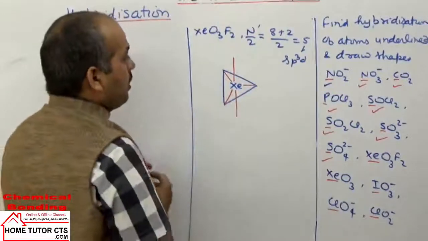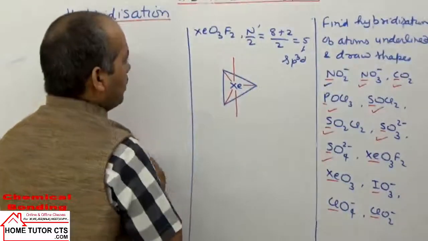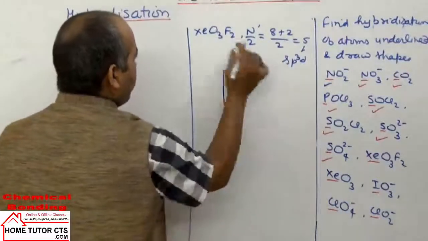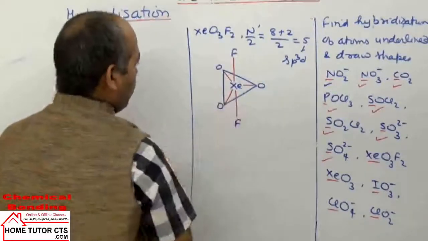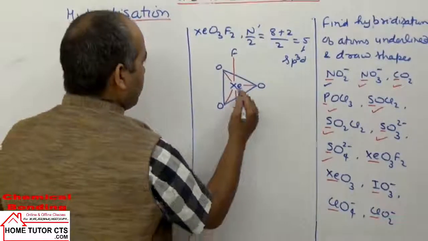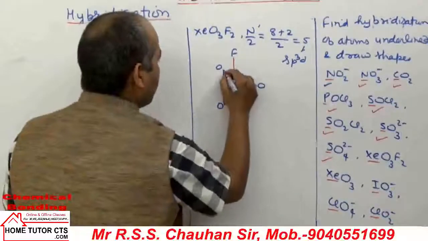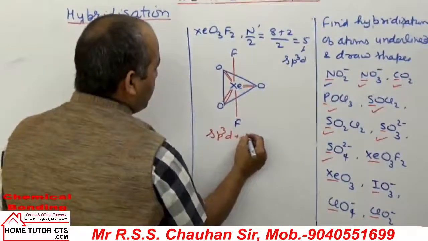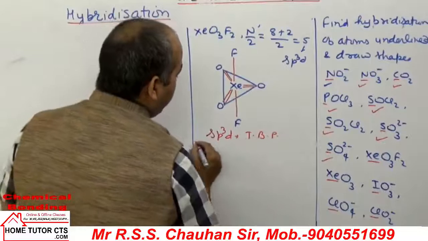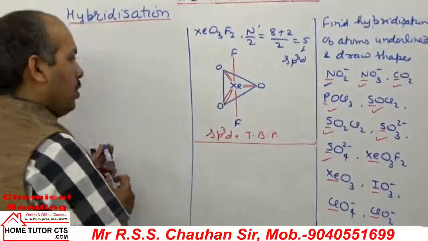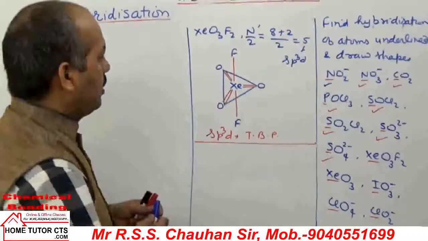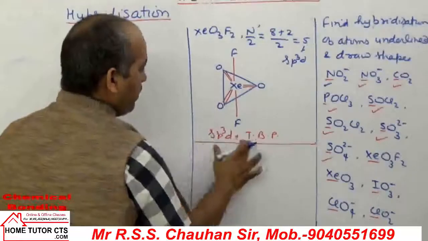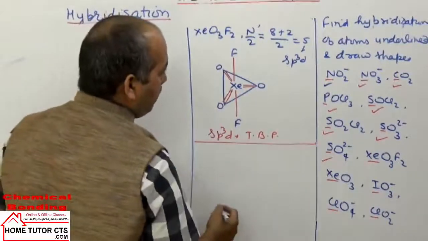Now as per Bent's rule modifications, you can say here the more electronegative atom fluorine is axial, the less electronegative atom oxygen is equatorial. So in this case, hybridization sp3d, shape is regular trigonal bipyramidal, a symmetrical shape, so all bond angles and repulsions are cancelling out mutually.